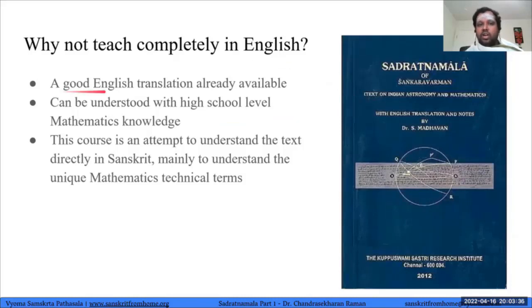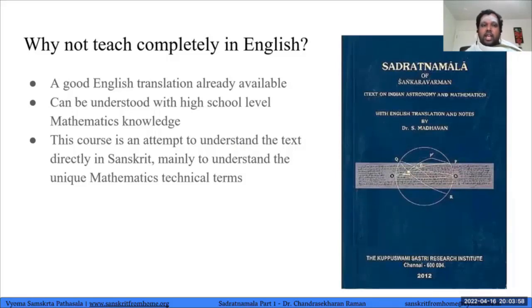The answer is this: a good English translation is already available. This is a book which is published by the Kuppuswamy Shastri Research Institute, called KSRI in Chennai. This book is the English translation of the Sadratnamala, so you can already pick this book and read it if you want to start doing this only in English. That's not the goal of this course.